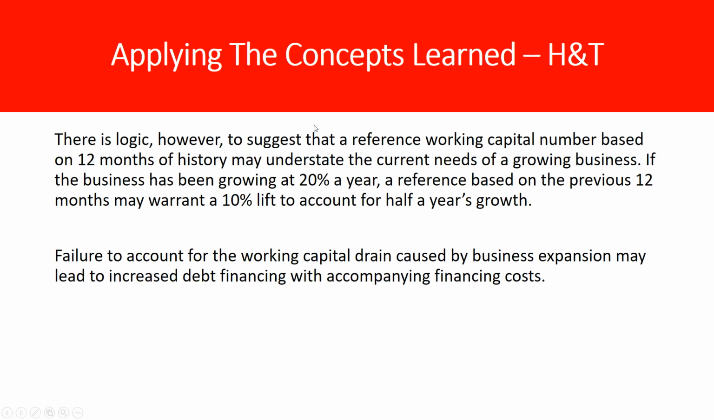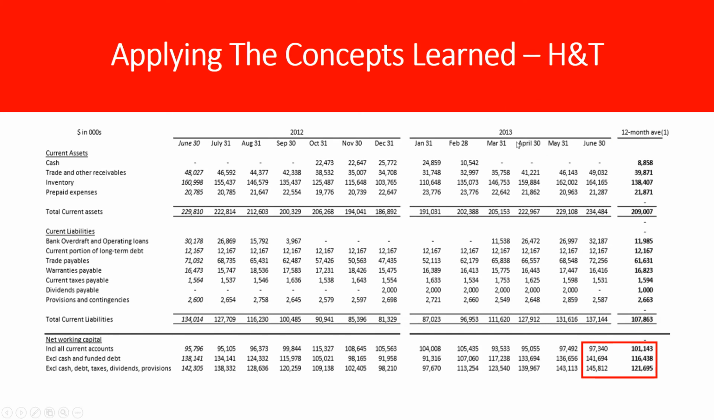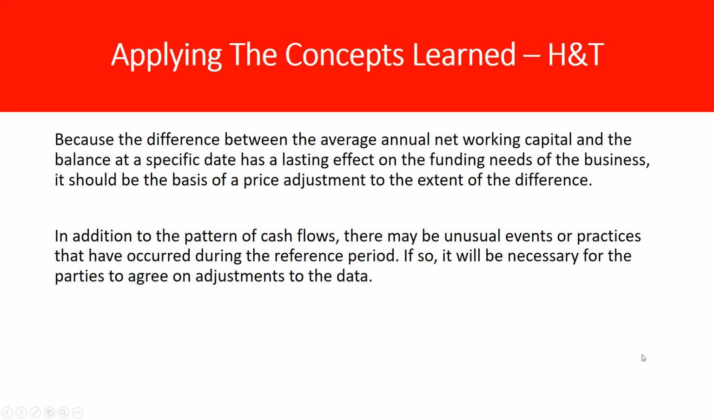There is logic, however, to suggest that a reference working capital number based on 12 months of history may understate the current needs of a growing business. If the business has been growing at 20% a year, a reference based on the previous 12 months may warrant a 10% lift to account for a half year's growth. So if the business is expected to grow its sales by 20% in 2013, well, the working capital needs of 2012 are significantly less than the working capital needs of 2013. So in a growing business, it wouldn't make sense to look at the 12-month average because we're at the half-year mark. Maybe we should increase the normal by 10% to account for that 10% increase in sales.